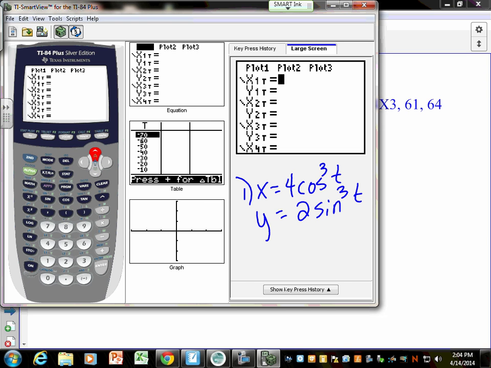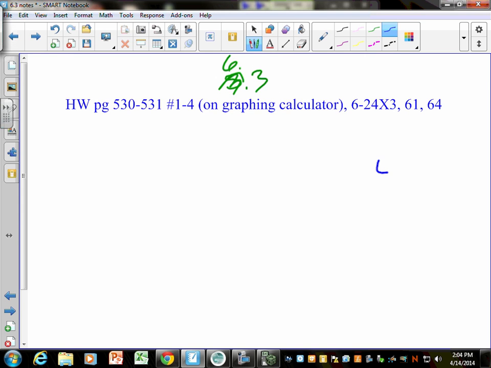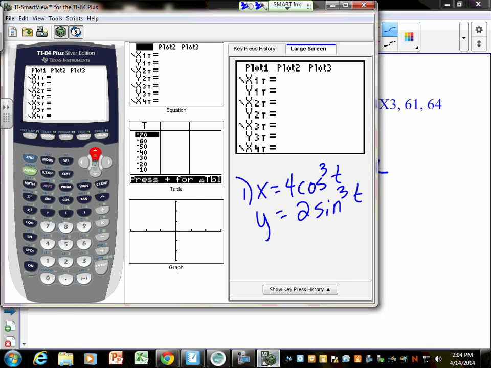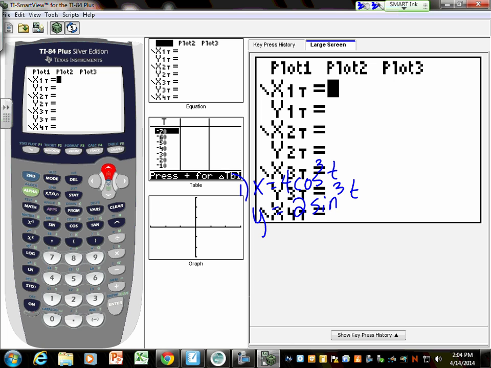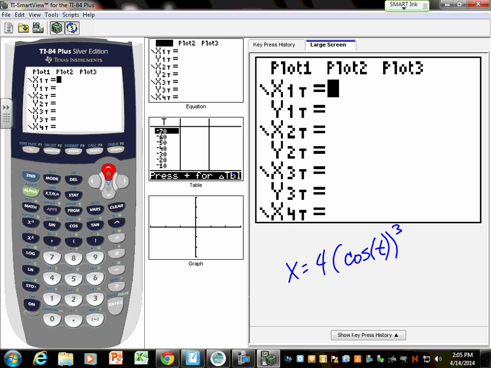If I'm going to type in cubing cosine, maybe this will help. It's like saying 4 times cosine of t, cubed. But on your calculator, when you hit cosine, it automatically makes a parenthesis. So you have to really close 2 parentheses to cube that. Same thing as when you're squaring a trig function. If you don't put cosine in parentheses, it's going to square t, not cosine. So you're going to get 4, parenthesis, cosine t, close the parenthesis, cube.